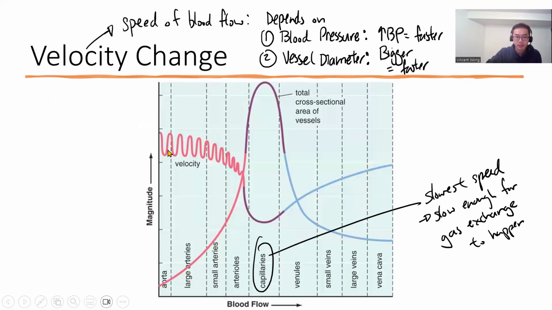Look at here, right? At the beginning, right? It never really quite reached that point again. So the aorta is really big. I showed you a picture of it, right? And the pressure is really high. Speed is going to be super quick.